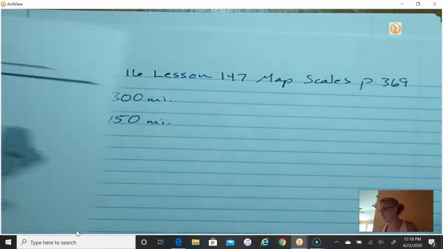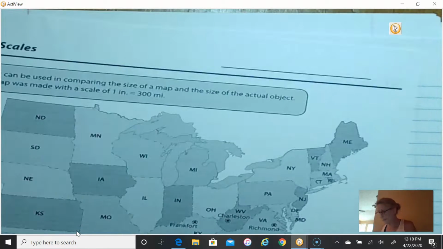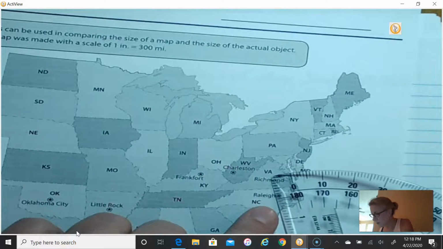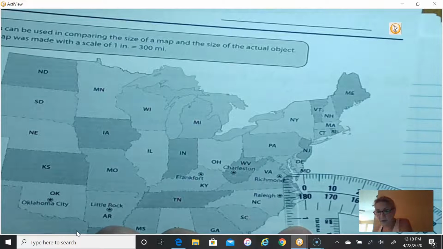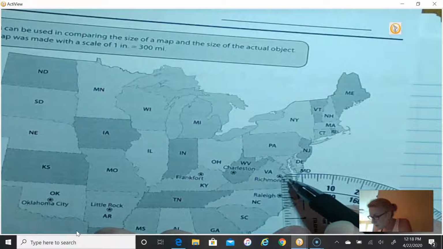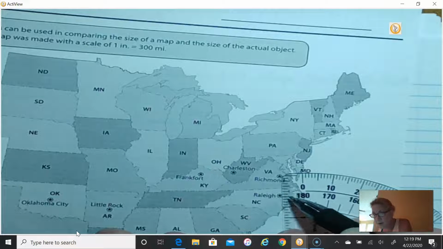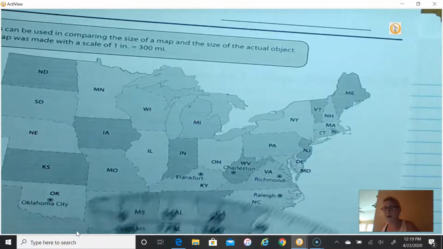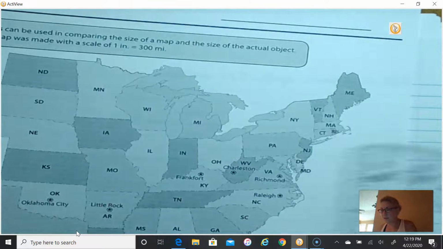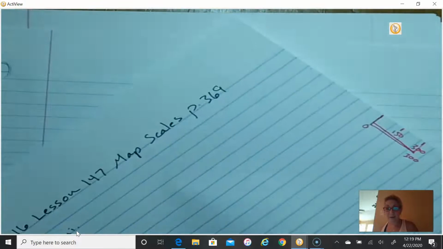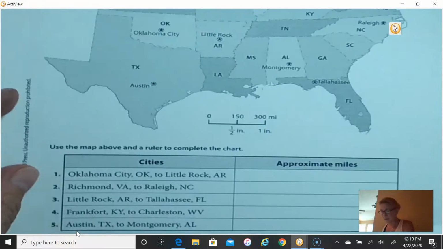Now, if I were to use this handy dandy ruler, and we're going from Richmond to Raleigh, put the 0 right there on Richmond, and if you look at Raleigh, here's my inch, it's halfway, so that would be 150. But you're probably noticing that they tell you to use a ruler. You see how my little scale here that I drew, that's going with this? See how I did that? It's working a little bit better, isn't it? That's right. Miss Rogers knows.